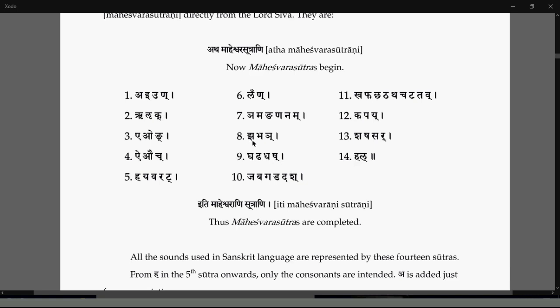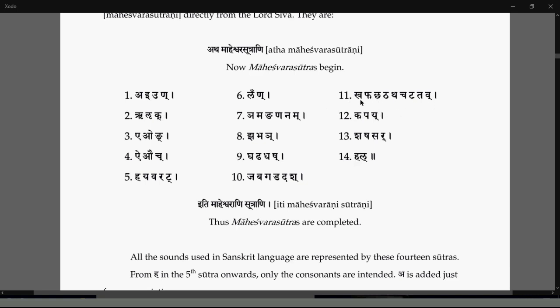So when I say Jhash, with Mahaprana Jhakara and Murdhanya Shakara, you will get the 4th of the class. The 7th sutra is the 5th of the class. The 8th and 9th sutras put together are the 4th of the class. The 10th sutra is the 3rd of the class. The third letter which occurs in each of the classes is included in the 10th sutra.